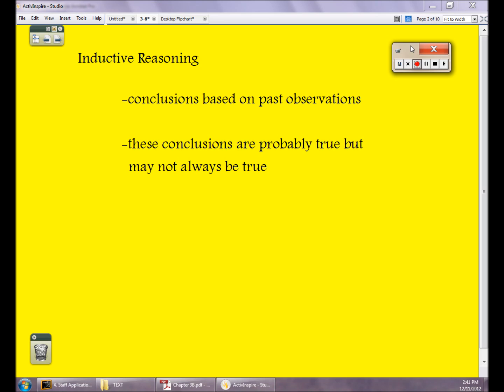Inductive reasoning is conclusions based on past observations, or you're noticing patterns. For instance, maybe you go to the cafeteria for several weeks in a row and you notice that they always have pizza on Friday. So after 4 or 5 weeks of doing so, you decide, you know what, I would like to have pizza on Friday. You bring in some extra money because you know they're going to have pizza. You've made your decision on patterns.